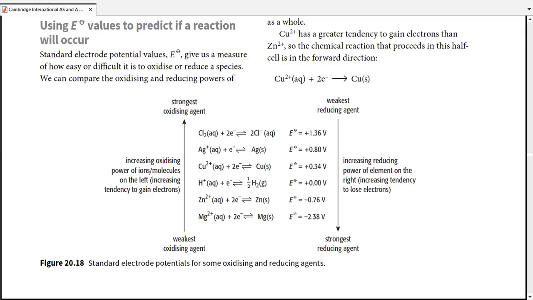Number two, for all the metals, they tend to lose electrons. For the non-metals, they tend to gain electrons. Hydrogen, as we discussed back in IGCSE, is a unique element which can gain electrons as well as lose electrons, right? So it's going to be different. So in this case, yeah, it has a mediocre value. It's easier to reduce as well as easier to oxidize.